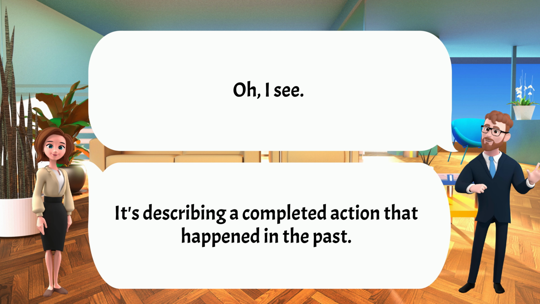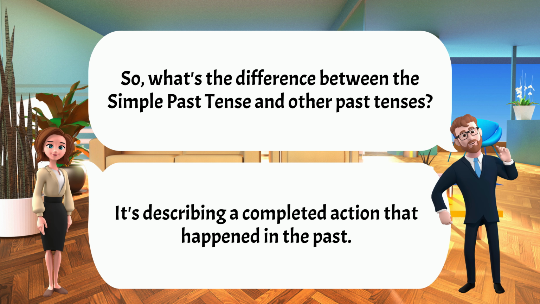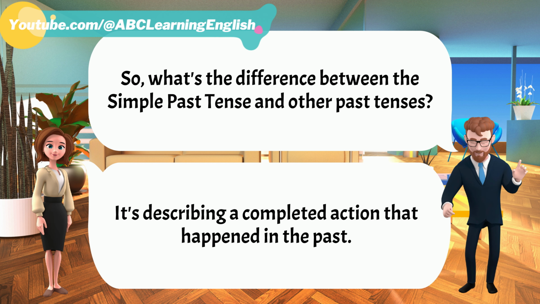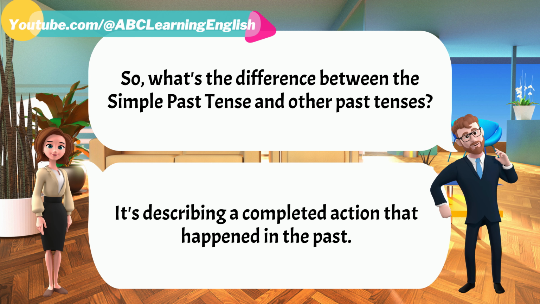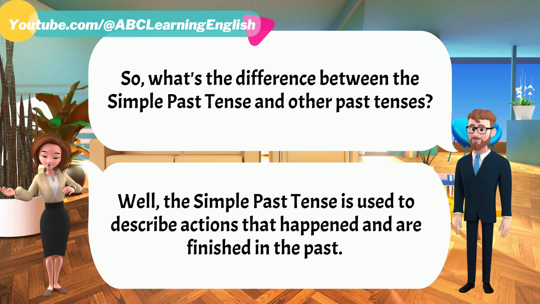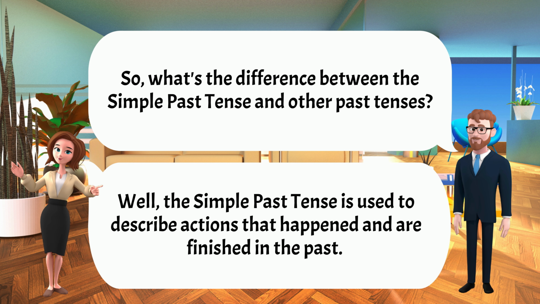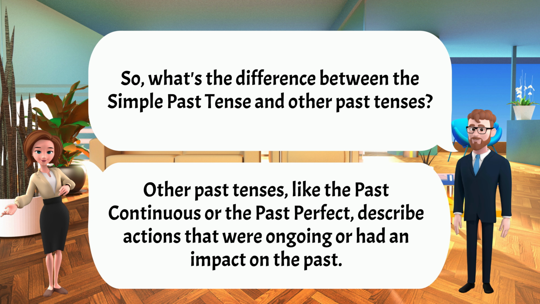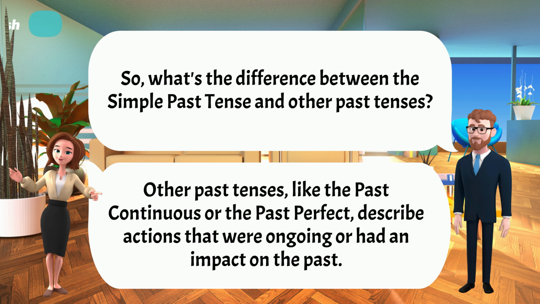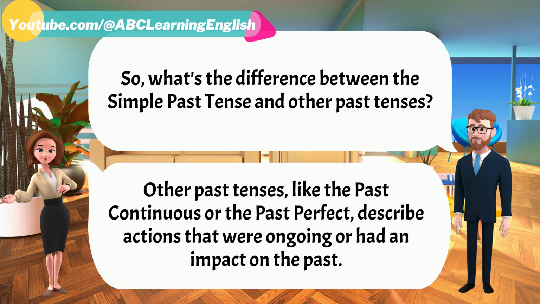Oh, I see. So, what's the difference between the simple past tense and other past tenses? Well, the simple past tense is used to describe actions that happened and are finished in the past. Other past tenses, like the past continuous or the past perfect, describe actions that were ongoing or had an impact on the past.